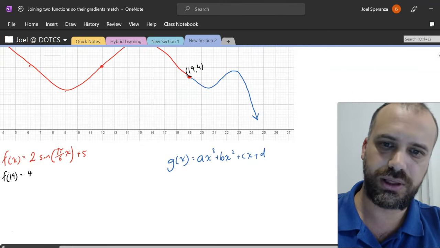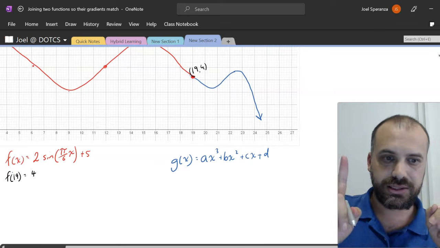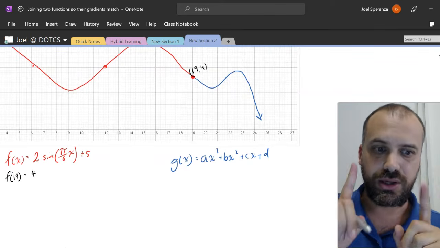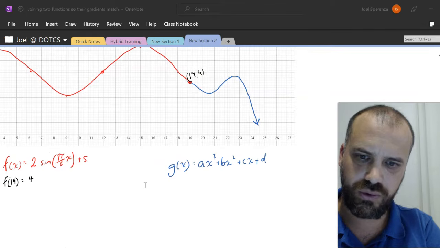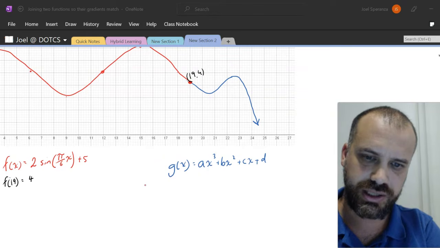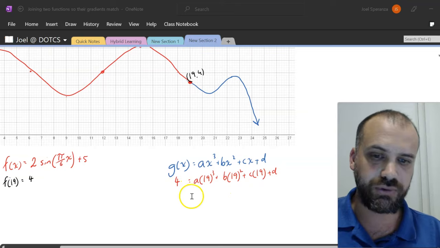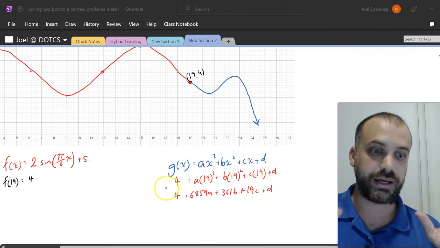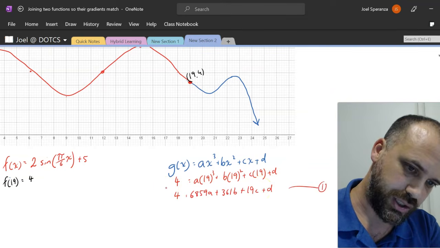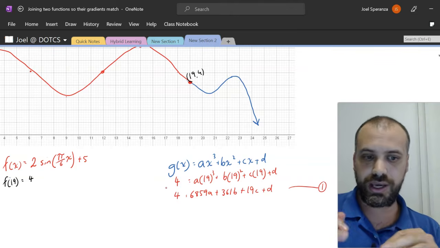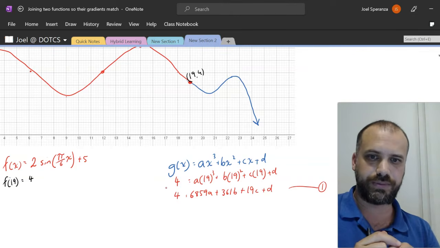And importantly, we know that this equation here must pass through the point 19, 4. So that means we can sub in 4 for g of x and sub in 19 everywhere where we see x. A little bit like that. Now, of course, we can simplify that. So this is gold because this is our first equation. Our first equation with no x and y in it, just the a, b, c, and d, which are the 4 variables that we want to know.